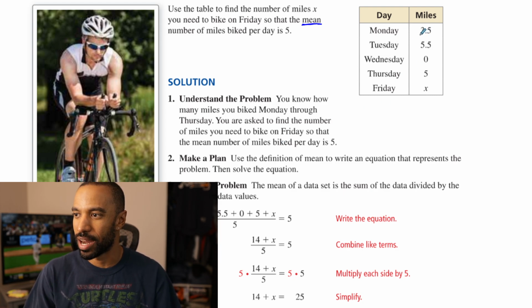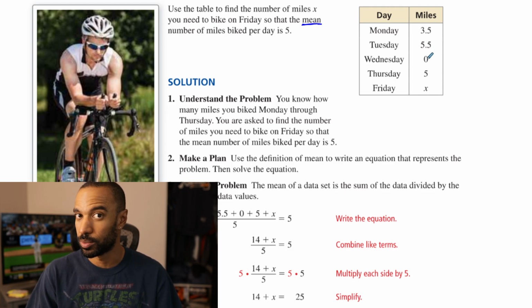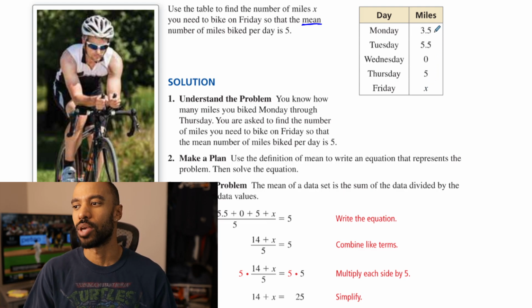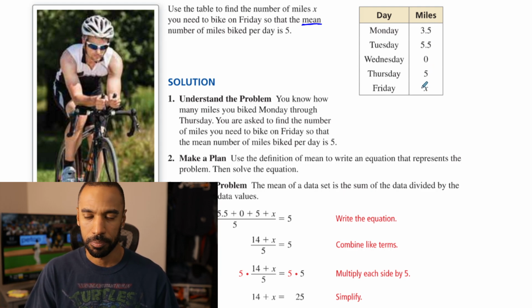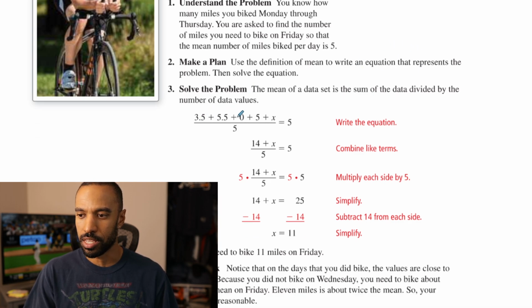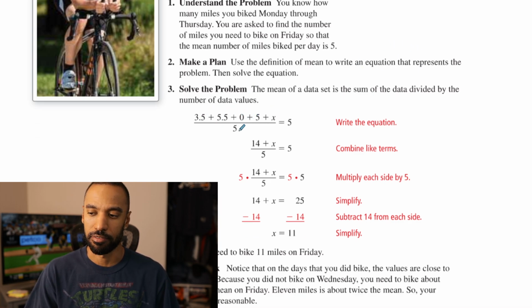Anyway, we're riding 3.5 miles one day, 5.5 miles the next day, then 0. Uh-oh, we're going to have to pick up the pace. Then 5 miles the next day. I'm guessing it's going to have to be more than 5 miles. We're going to have to pick up that pace on Friday. So how do you find an average of something? You add up all your numbers and you divide by how many there are. So add up these 5 values, that includes x, divided by 5.